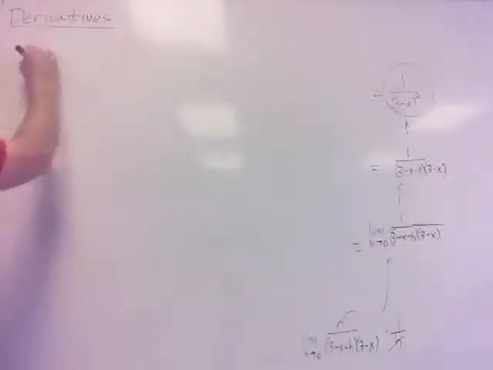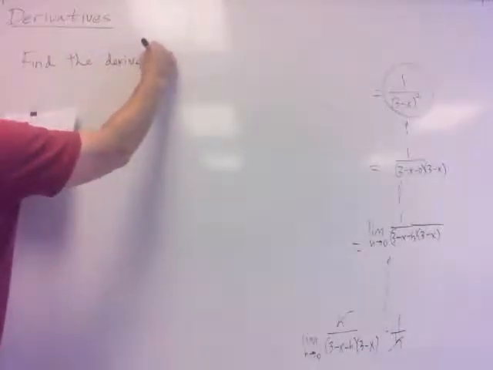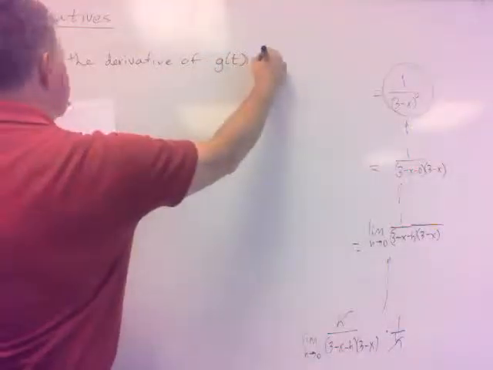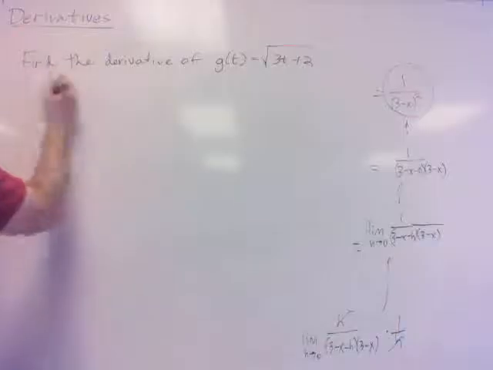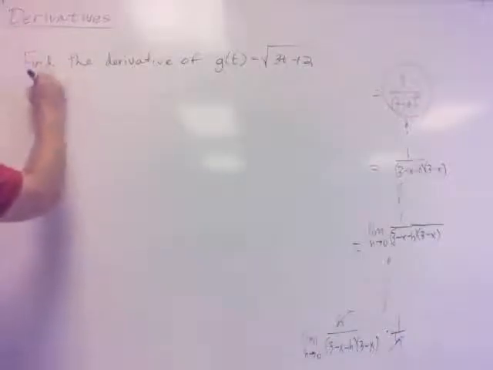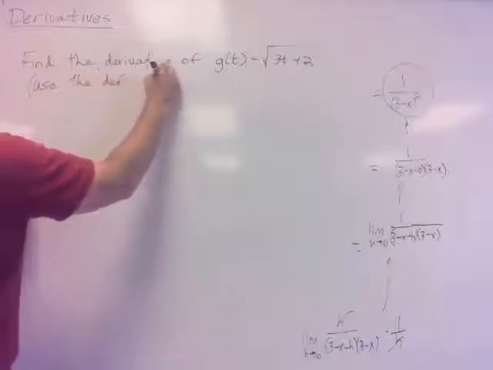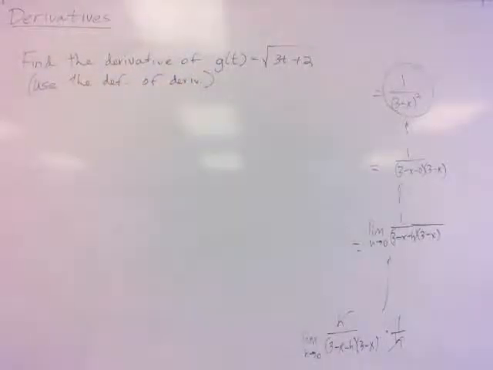Okay, so what if I asked you to find the derivative of g of t equals the square root of 3t plus 2, and it may not say so, but you will have to use the definition of derivative, the limit definition of derivative, so to speak. What are we looking for here? Well, the derivative is g prime.